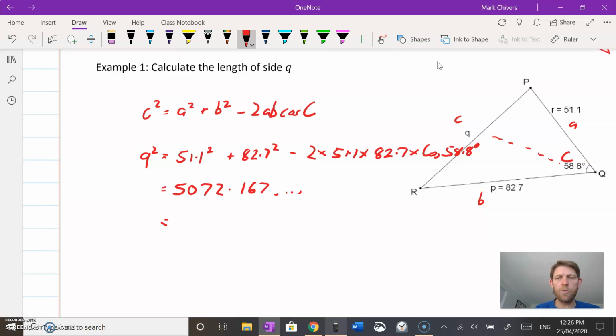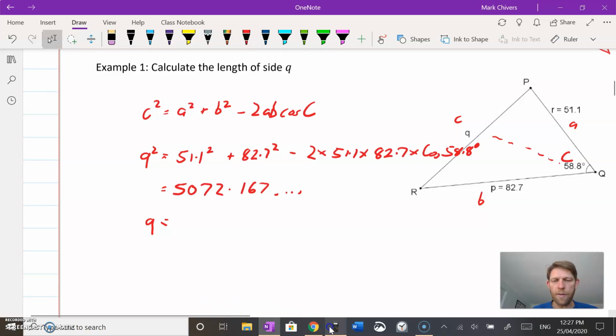Now, importantly, that's q squared. Obviously, if we look at the lengths of these particular sides in our triangle, it doesn't make sense to have a length that's 5,000 units long. So we have to remember that this is for q squared. What we actually want to find is q.